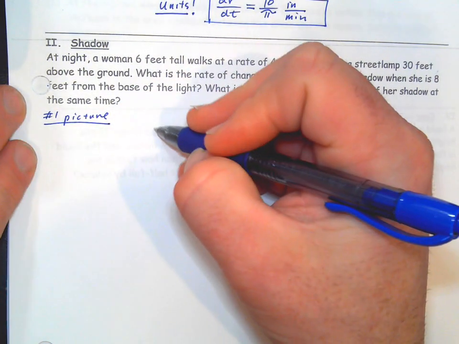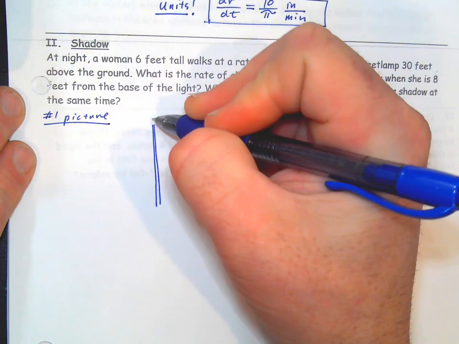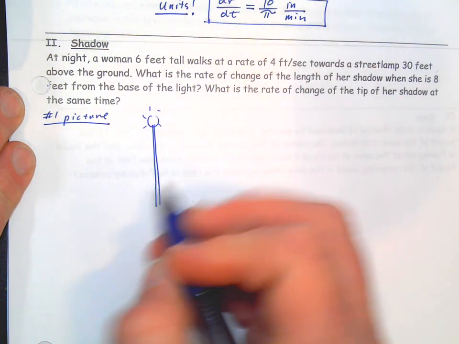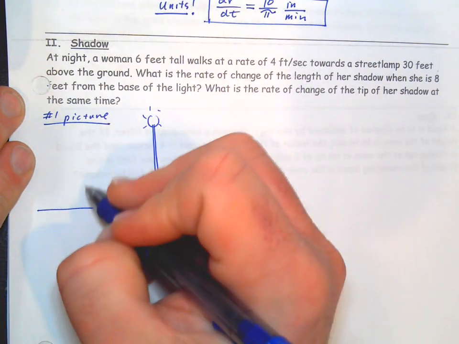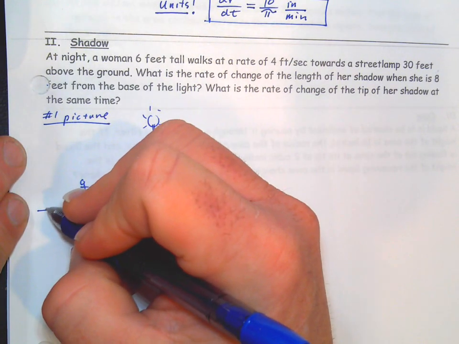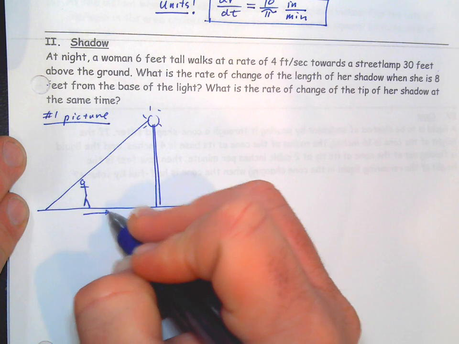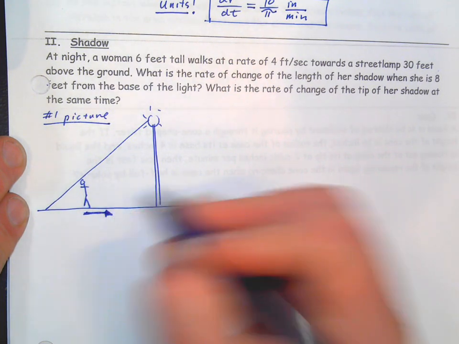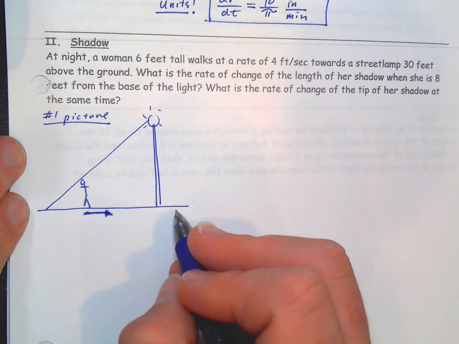This one's a little more complicated. So, I'm going to draw my light and draw the ground. And then we have a woman walking towards the light. Now, she's going this direction. I like to often put arrows on my pictures to show the motion of things. So, she's moving that way.